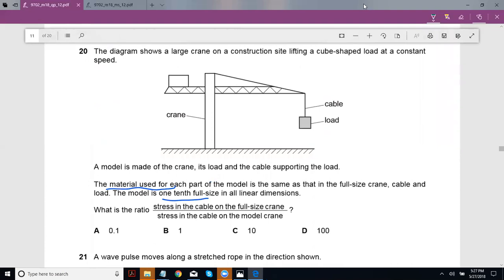Do you think we need to connect Young's modulus in this? Isn't the Young's modulus the same if the material is the same? So what was the formula for Young's modulus? Force times length over area into extension. So stress over strain, basically. So you know that the Young's modulus for both has to be the same.